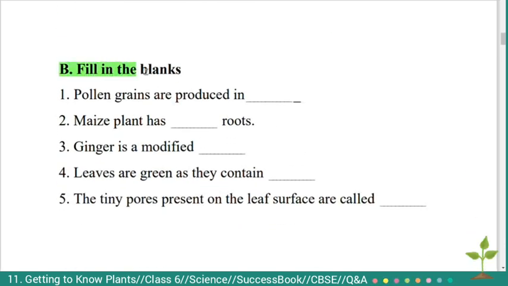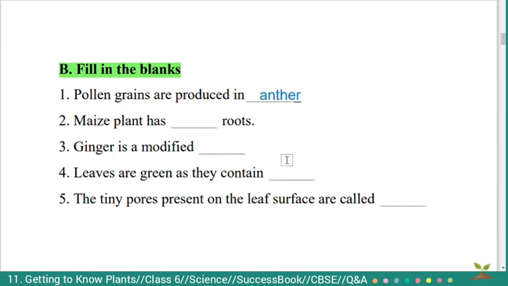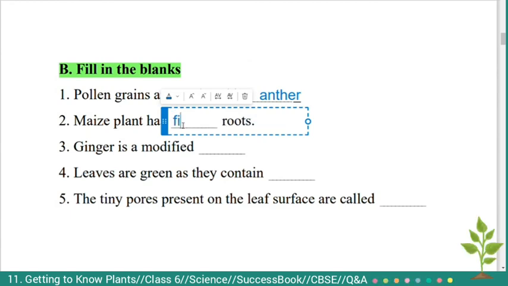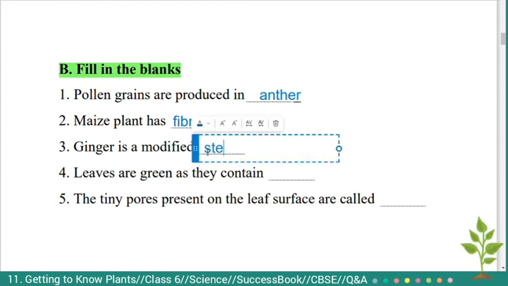Now second main, B. Fill in the blanks. Here first one, pollen grains are produced in dash. Pollen grains are produced in anther. Second one, maize plant has dash roots. Maize plant has fibrous roots. Third one, ginger is a modified dash. Ginger is a modified stem.